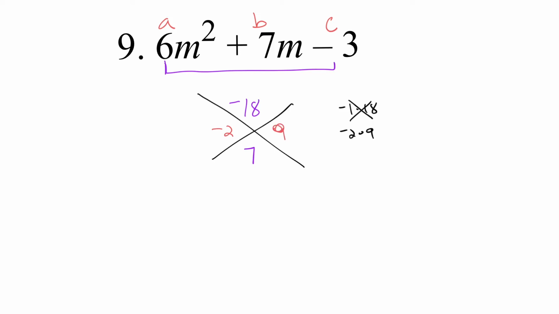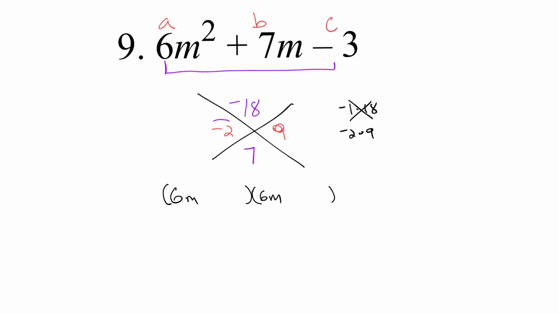So keep in mind, make sure you double check. When you multiply, -2 times 9 is -18. And -2 plus 9, that's going to give you guys positive 7. So now you guys are going to write down your two binomials, and you bring down the a value with the variable. So a is 6. I put a 6m.